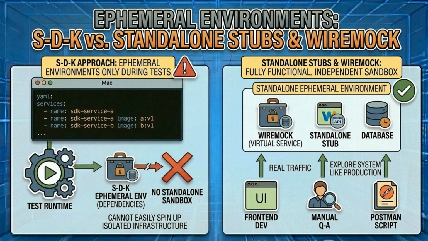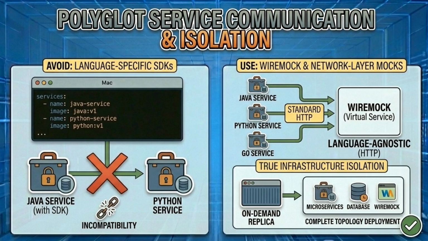This is where standalone stubs and WireMock completely change the architectural game. Because they are deployed as independent containers, your ephemeral environment becomes a fully functional standalone sandbox. You don't have to be actively running a backend test suite to use them. A front-end developer, a manual QA engineer, or a script using Postman can send real traffic to these environments at any time, exploring the system exactly as they would in production.